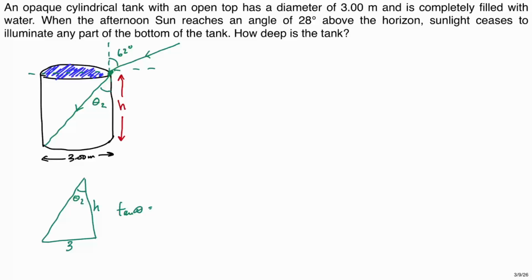Tangent is SOHCAHTOA. Tangent is opposite over adjacent. What's the opposite side here? 3. What's the adjacent side? h. So I'll be able to find the depth of this tank if I take 3 and divide it by the tangent of my angle that's up there, which is theta 2. We're going to find theta 2 by applying Snell's law.